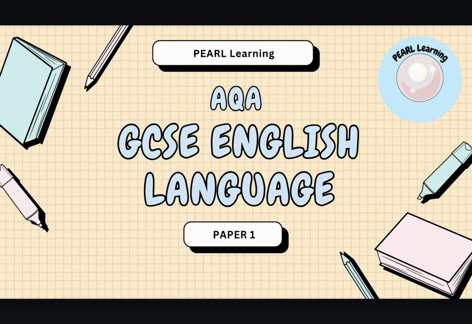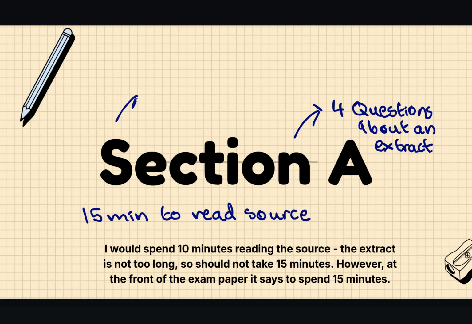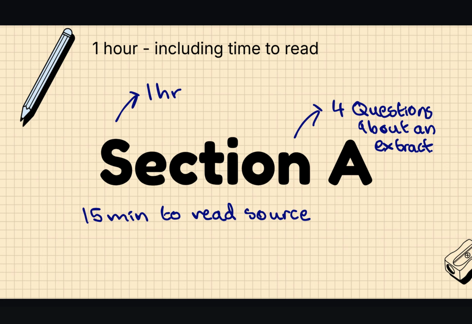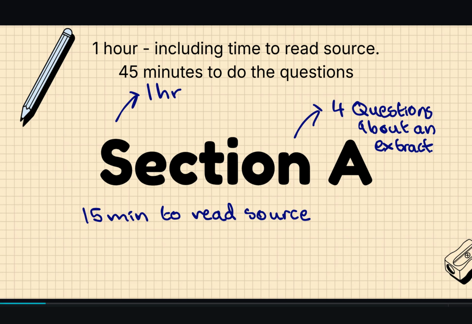So, Section A tests your comprehension skills. It tests how well you can understand the writer's meaning behind the text. So, you will have to read an extract and you will answer 4 questions on it, because as I said before, this has 4 questions. It says on the front of the test that you should spend around 15 minutes to read the source. You should aim to spend around 1 hour on this section. Let's see how you will divide up your time.